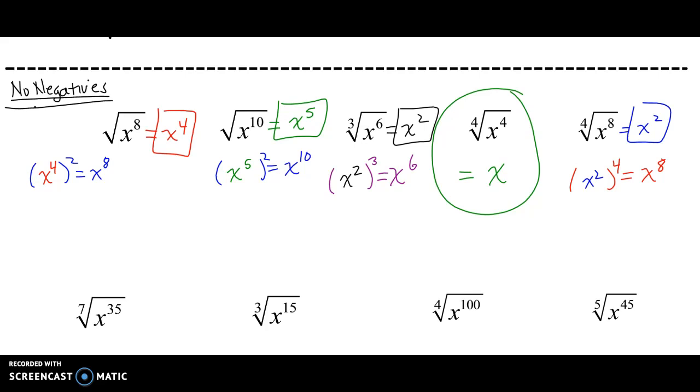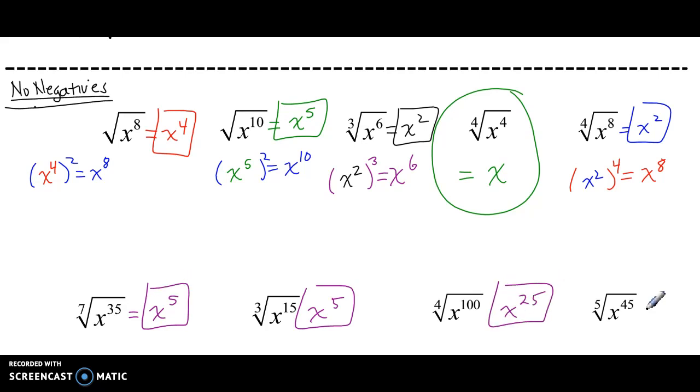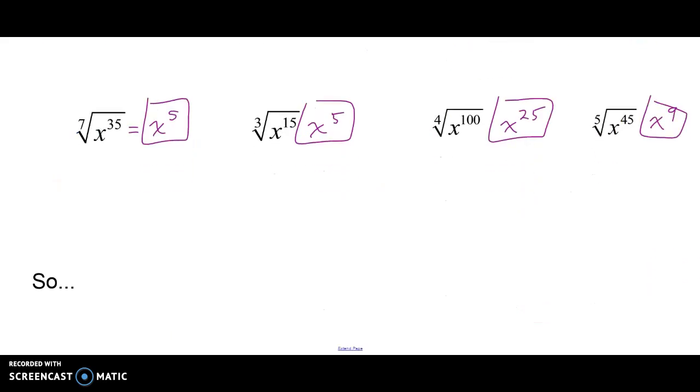All right, here are the answers you should be getting. This one comes out x to the 5th. So does this one. This one here is x to the 25th. And this one here is x to the 9th. And if you got all of those answers, I bet you've already figured out the rule that says if you have a situation like this, some number here and some number there, the way the root and the exponent cancel is by taking the exponent and dividing by the root.